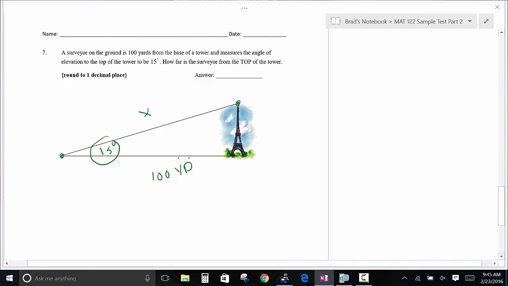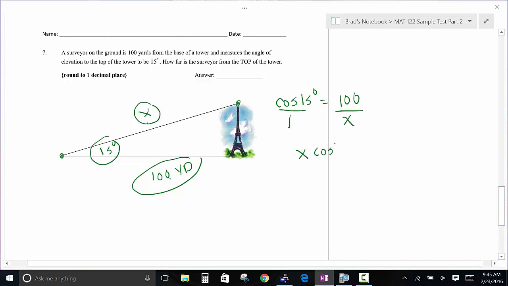Talk out what you have. We have an angle. What did I give you? Adjacent, and I gave hypotenuse. So what do you use if it's adjacent and hypotenuse? Cosine. So we'd say cosine 15 degrees is equal to 100 over x, and then you would solve that equation, right? Okay, so it's adjacent over hypotenuse. You can cross multiply, so you get x cosine of 15 degrees is equal to 100. Then you can divide both sides to get x is equal to 100 over cosine 15 degrees.